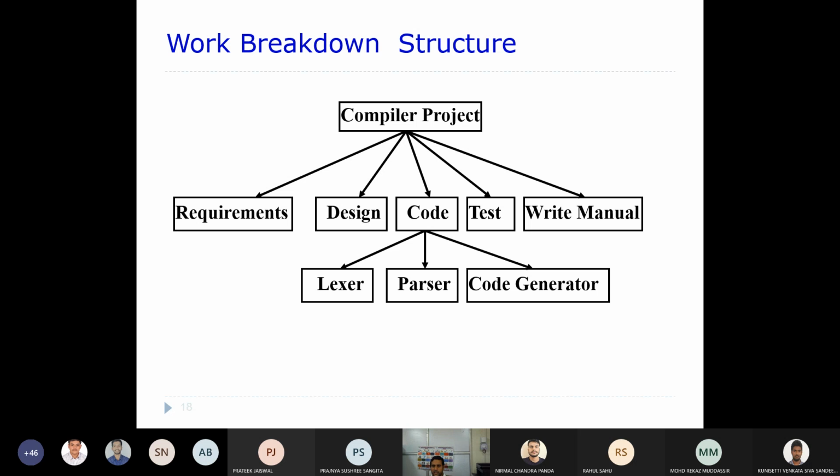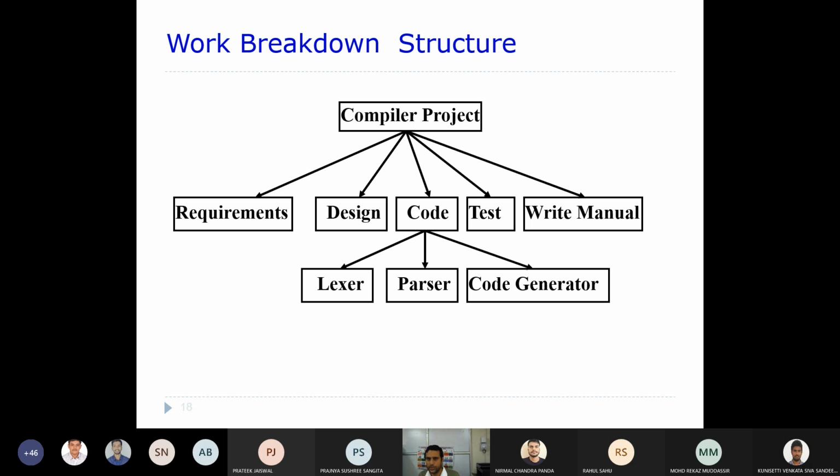These are the various important activities you divided, and now this coding activity is further divided into three. You wanted to develop the lexer, the parser for that particular compiler, and the code generator. Now you can understand that this whole work structure is broken into smaller work units. You keep on dividing them till you achieve a certain small unit of work.